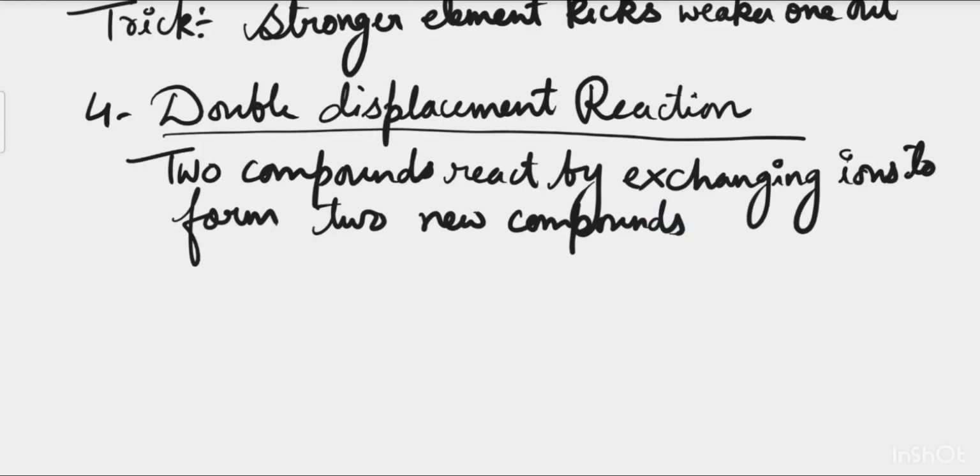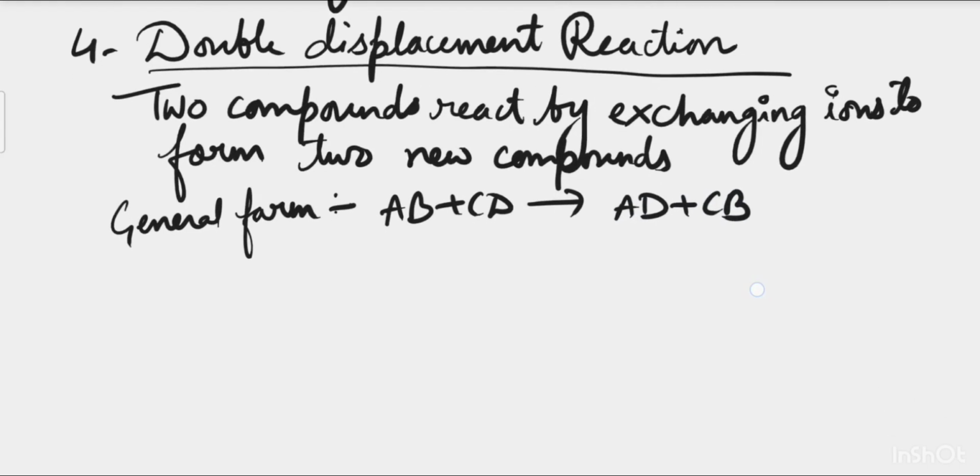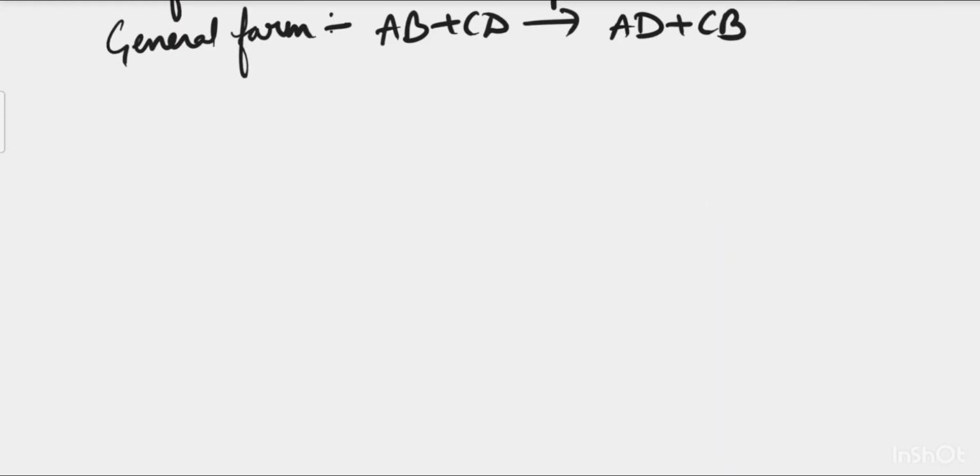What is happening over here? Two compounds react by exchanging ions to form two new compounds. What is its general form? Its general form is AB plus CD, and it will form AD plus CB. Now let us see examples.